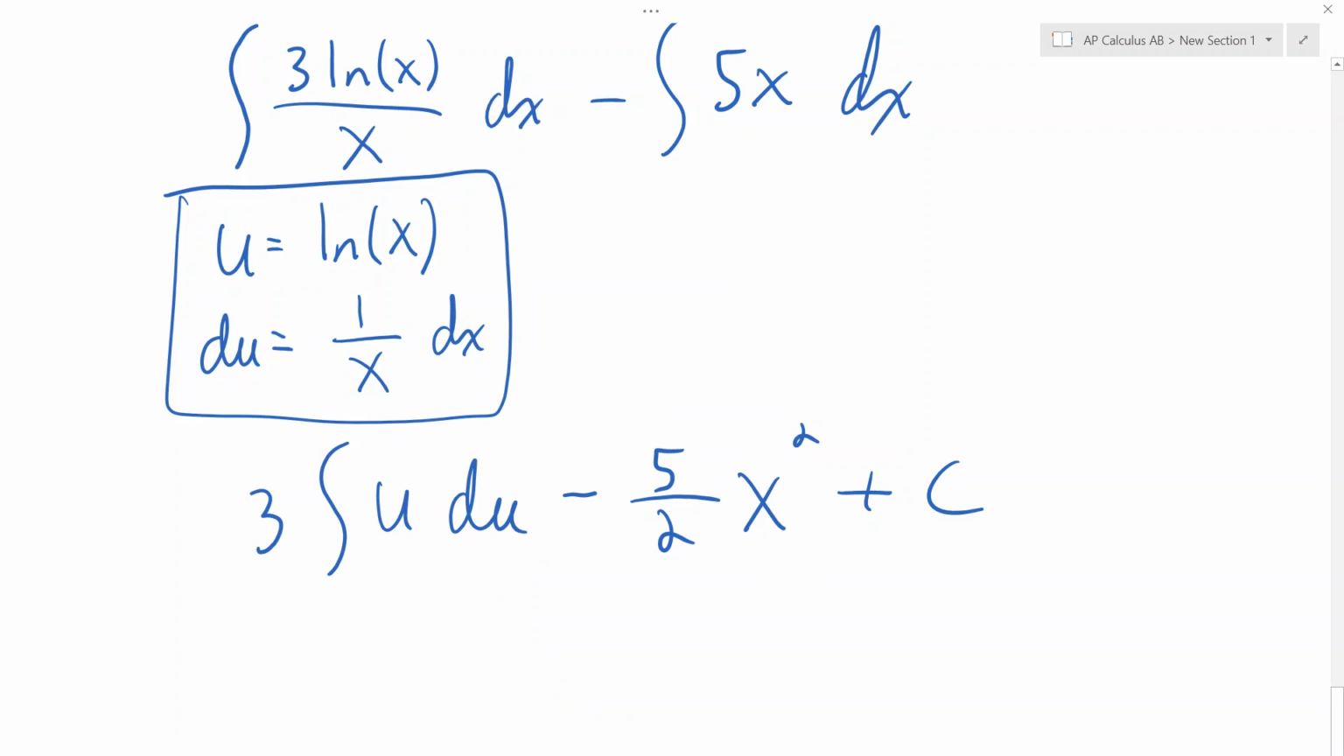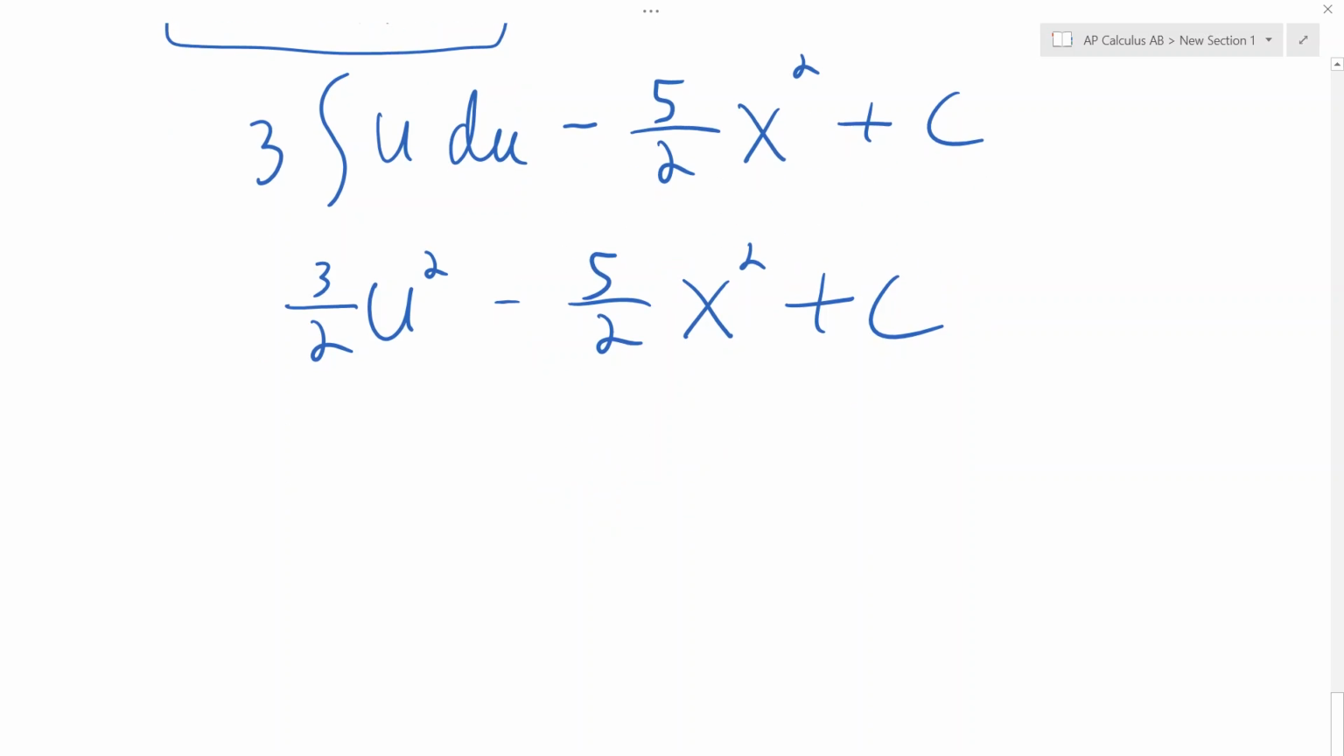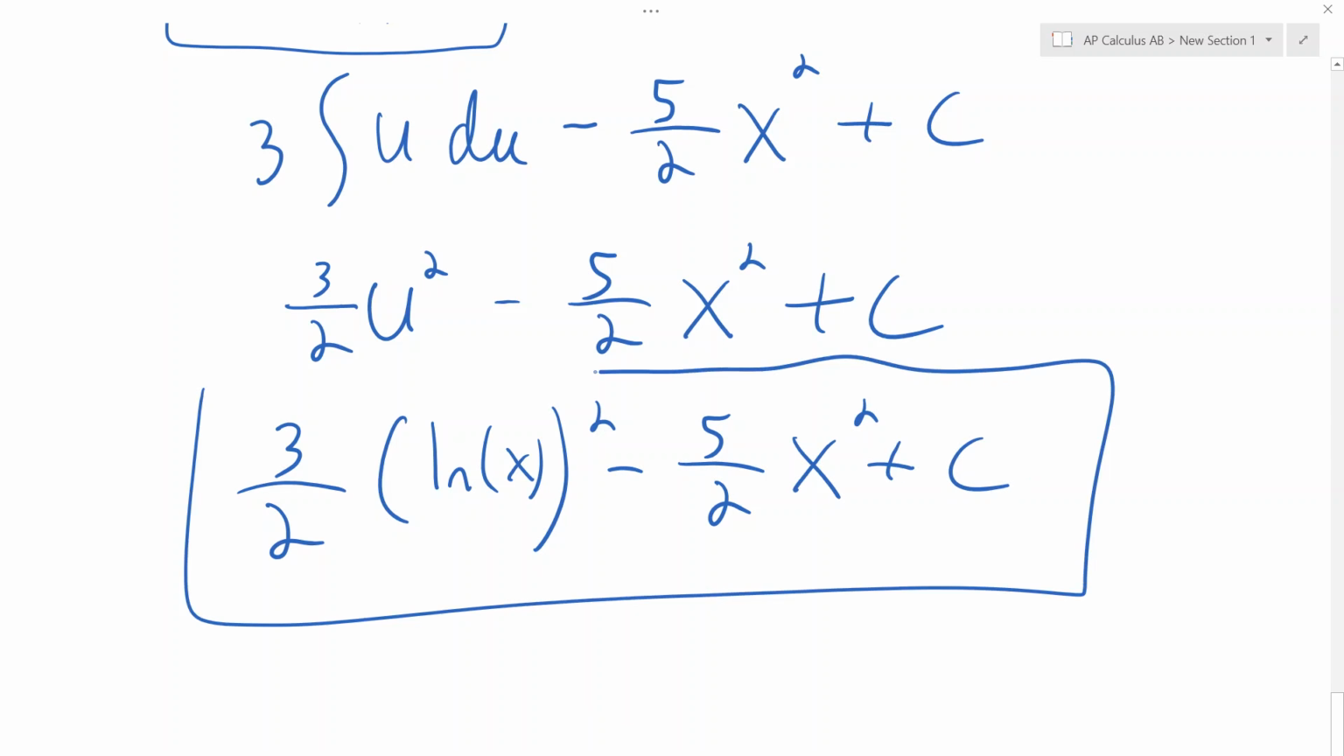So the integral of u to the first power, that's power rule. That becomes u to the second power. Then you got to divide by 2. The 5 halves x squared is already integrated. That's just chilling. I'm just going to plug back in what u was. And in this particular case, u was ln of x. And that's what that is.